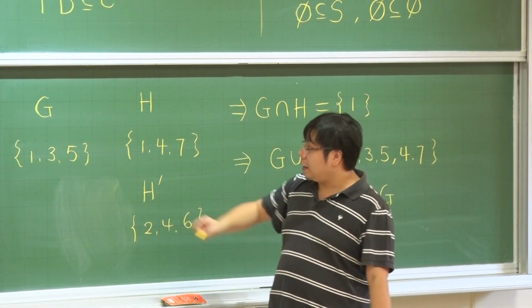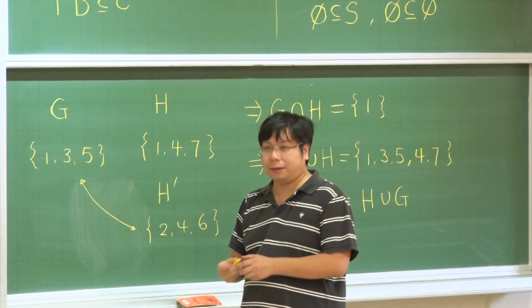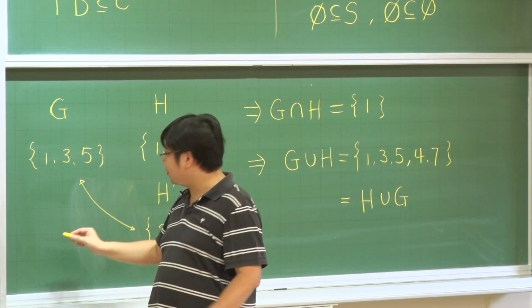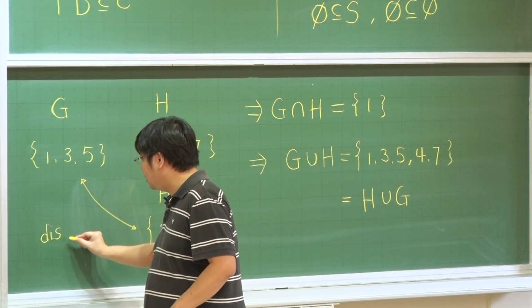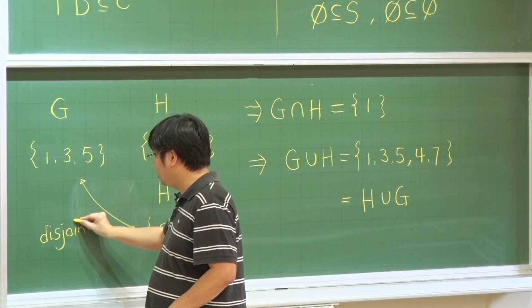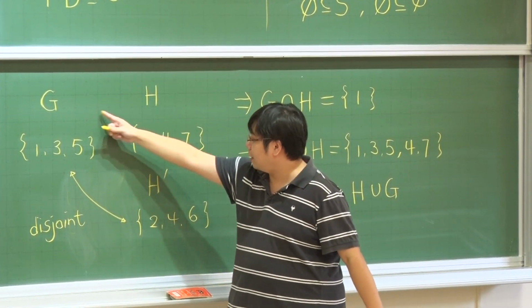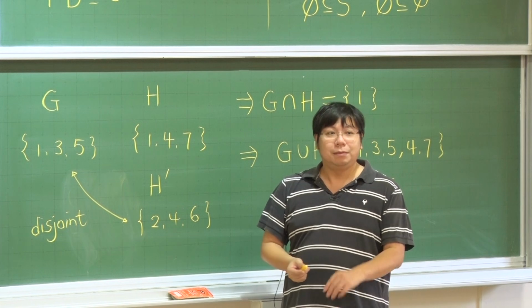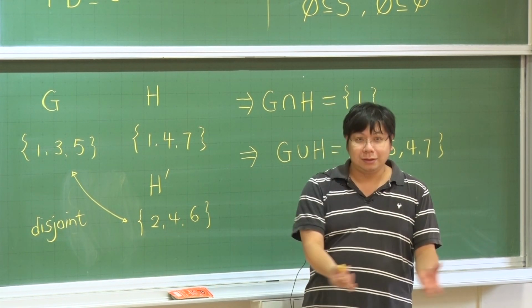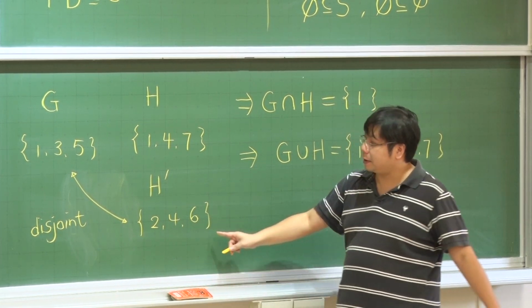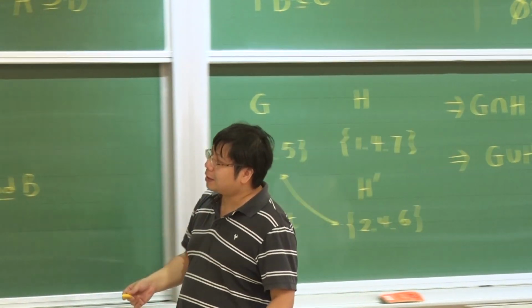Okay, and if this happens, then we say these two sets are... we have an adjective to describe them. They don't have anything in common, so we call them disjoint. The two sets G and H prime are disjoint because their intersection is empty. They don't have anything in common. They cannot join. Disjoint. Okay?